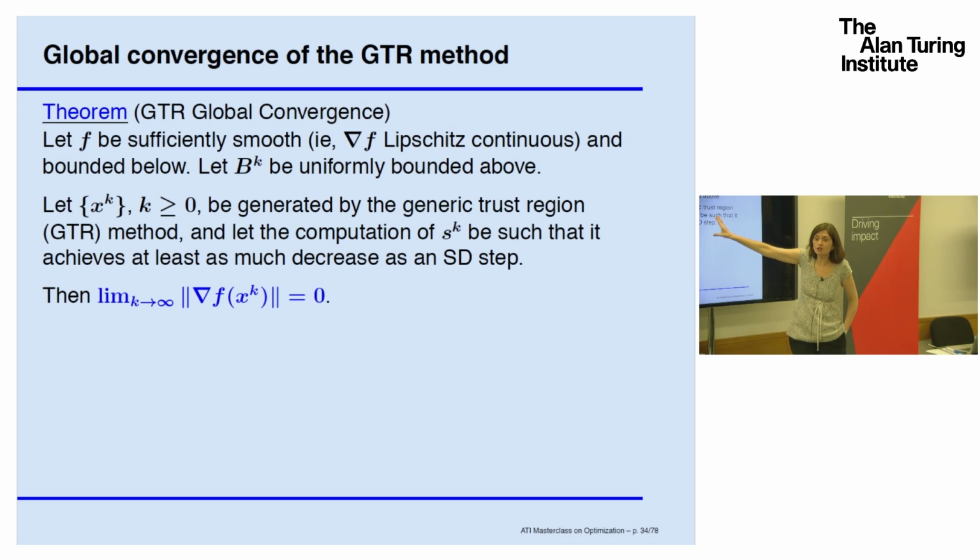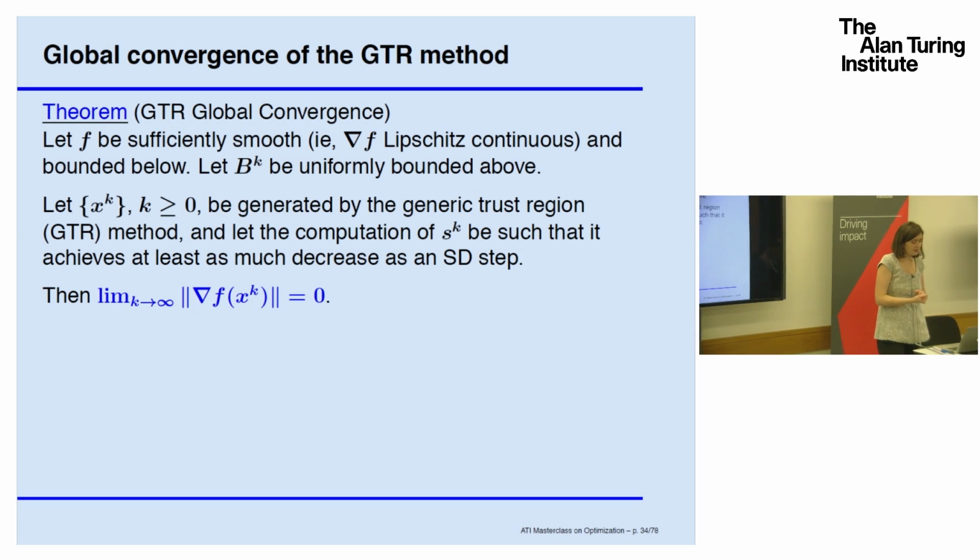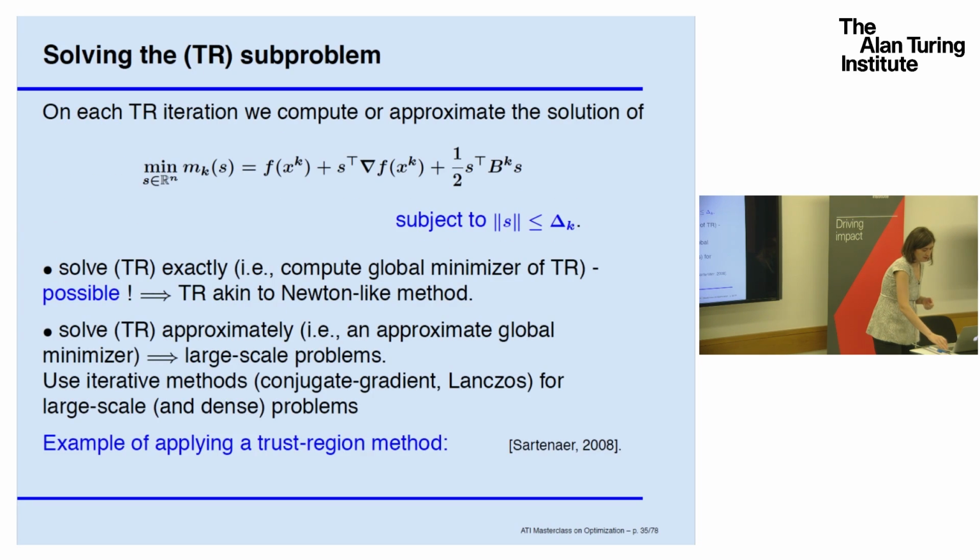But what is this result hiding? It's hiding that I can take whatever step minimizes my model. I can take the Newton step. I can take second order steps. I can take anything. So this is a very flexible framework that allows me to deal with non-convexity. And yes, I've made my subproblem more expensive, more difficult to solve.